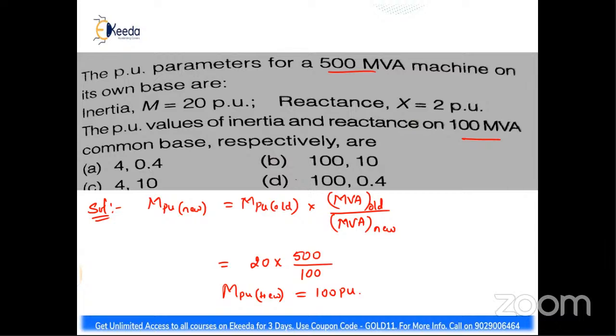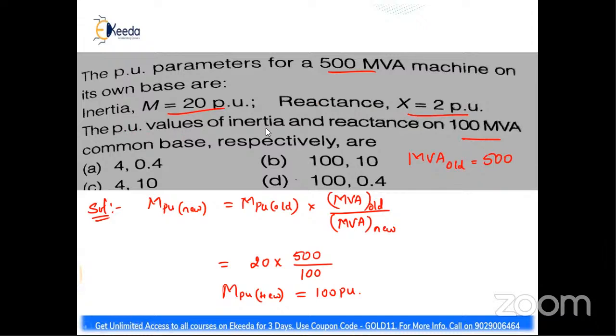So the per unit parameters for a 500 MVA machine. Yes, that's the right answer, 100 PU, right? Inertia of new value is equal to the inertia of old base value into MVA old divided by MVA new. So this is the PU parameters for a 500 MVA machine. MVA old value is how much? 500, machine on its own base. Then inertia M is equal to 20 PU. This is our old value. Okay. Reactance X is equal to 2 PU.